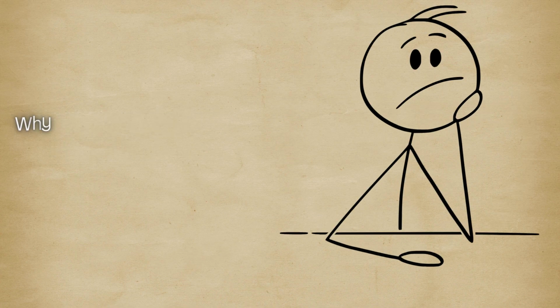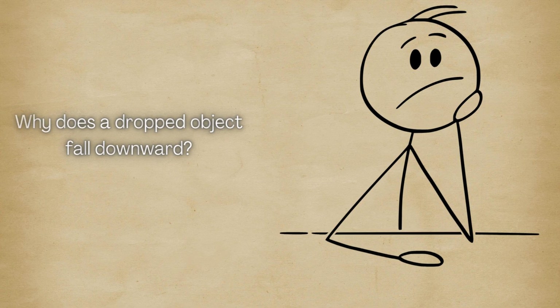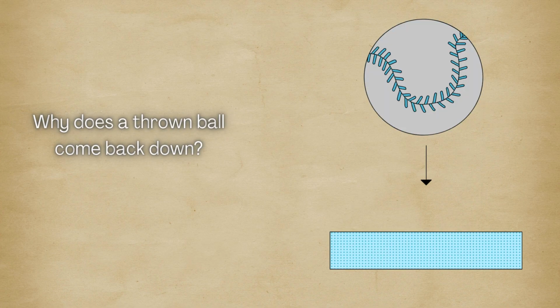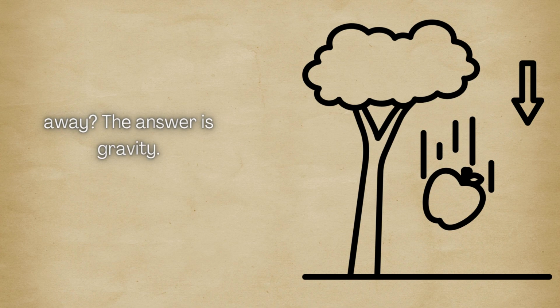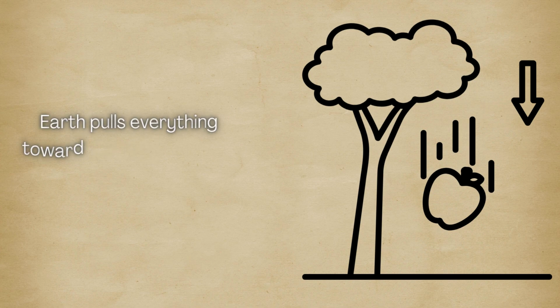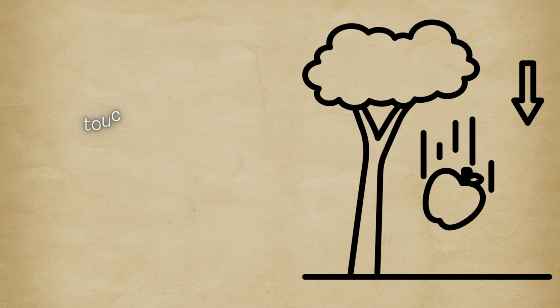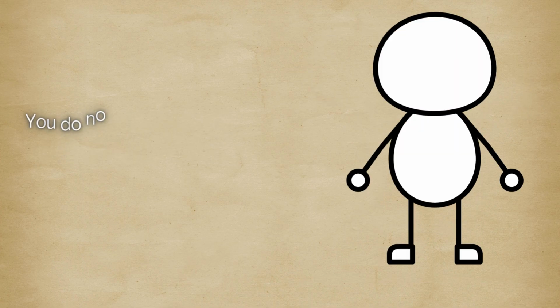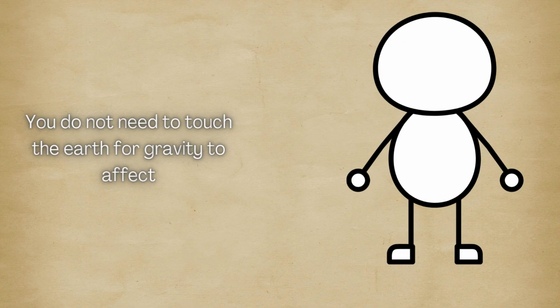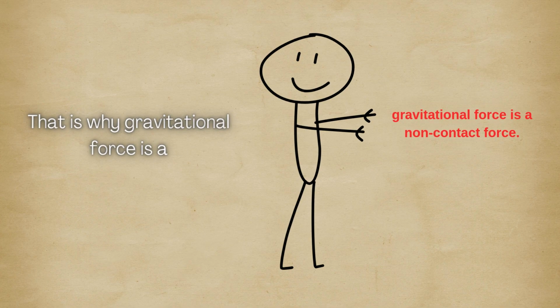Ask yourself this: why does a dropped object fall downward? Why does a thrown ball come back down? Why do we stay on the ground instead of floating away? The answer is gravity. Earth pulls everything toward its center without touching it. Even right now, gravity is acting on your body. You do not need to touch the Earth for gravity to affect you. That is why gravitational force is a non-contact force.